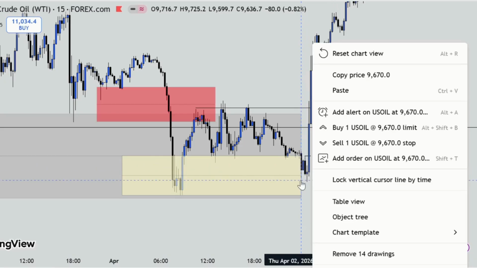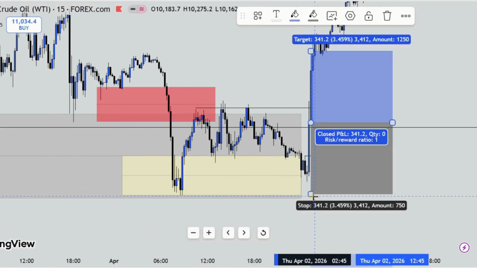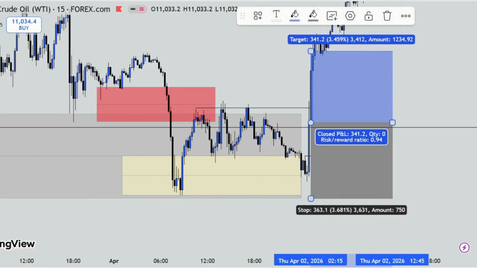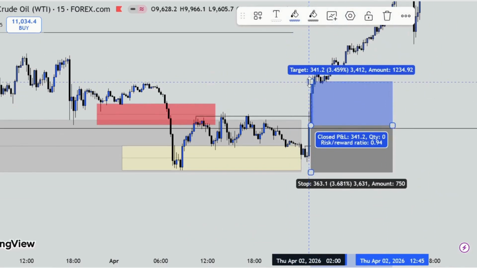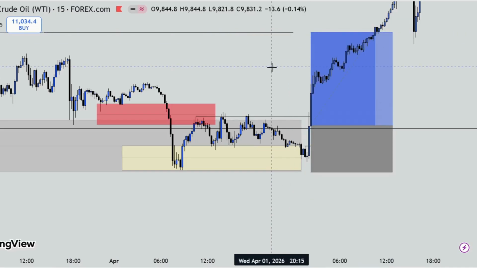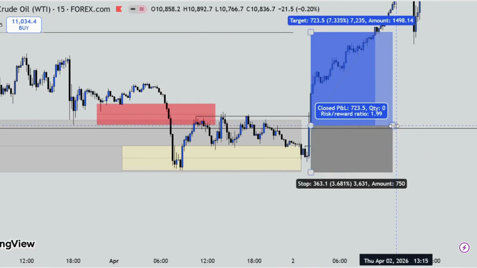After the break of this structure, I took my entry here, exactly at this point, with my stop loss below this low and my target at our high here. That's it. That was how I caught this trade.